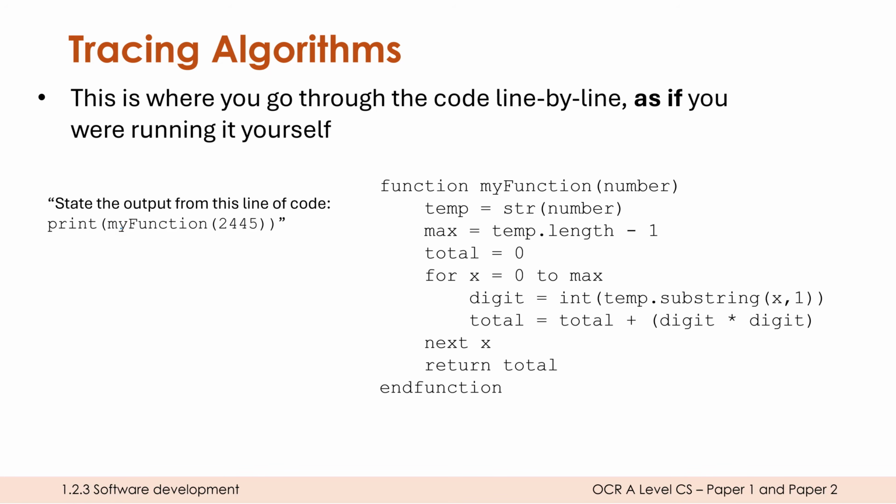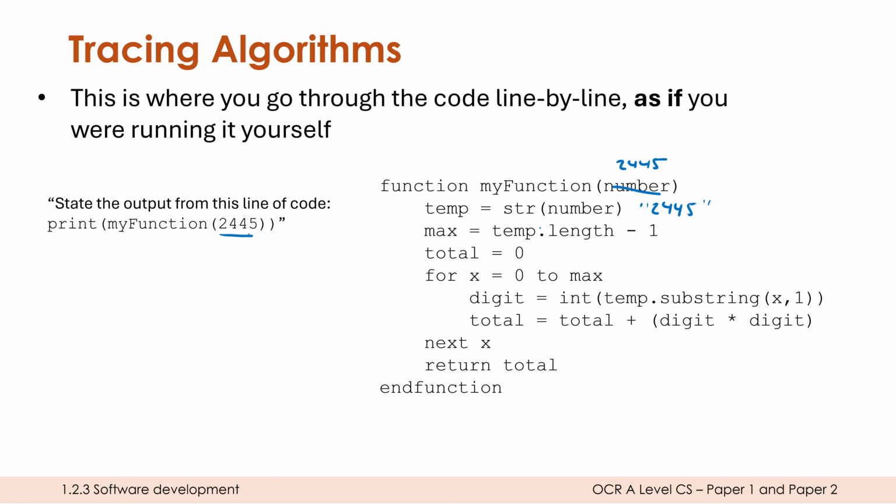So to do this actual question here, we've got the argument 2445. It's very tempting just to look at it and try and guess what the answer is. That's not the point. When we're tracing, we're going through it line by line, almost as if we were the computer. So number is being set to 2445 in this function call. We are then setting temp to be equal to the string version of this. It was an integer, but now we're making it a string.